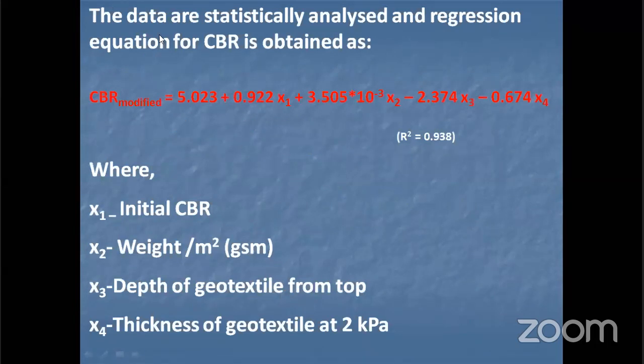So based on the experimental data we got, we arrived at a regression analysis and a modified CBR value with the parameters: initial CBR as x1, the weight per meter square of the geotextile, GSM, as x2, the depth of the geotextile from the top as x3, and the thickness of the geotextile at 2 kPa as x4. So we got this equation with an R value of 0.938.